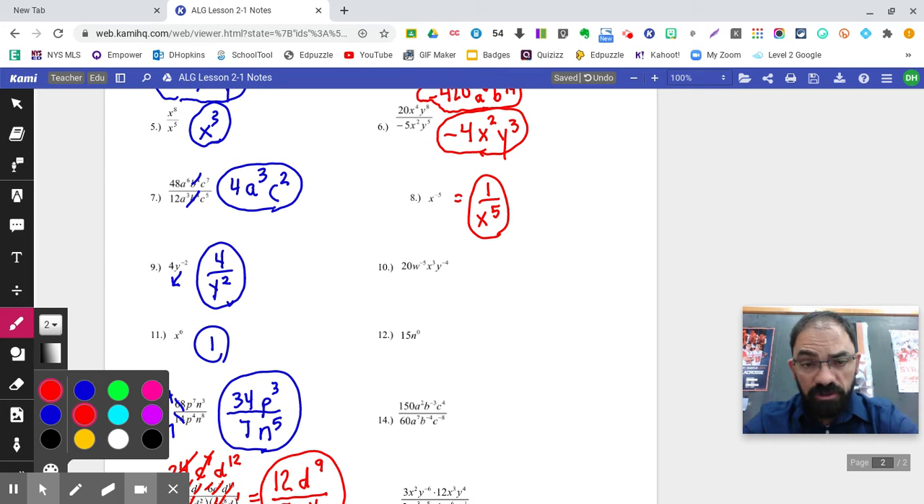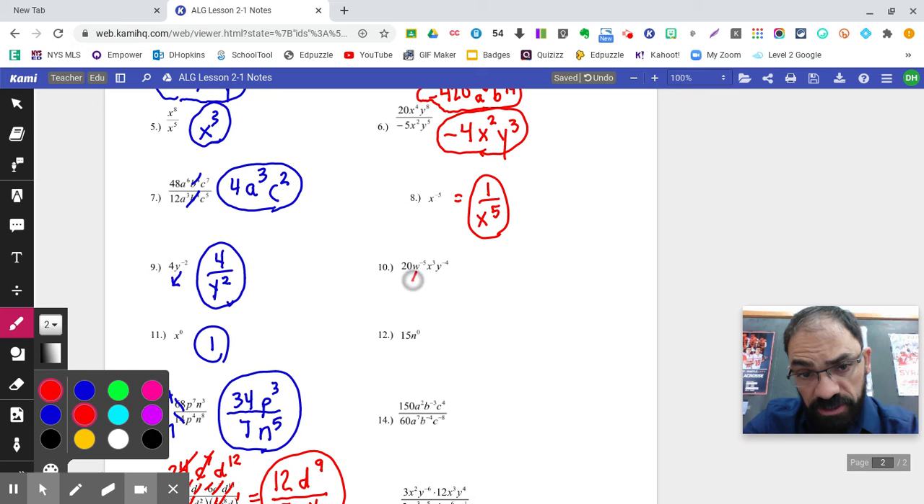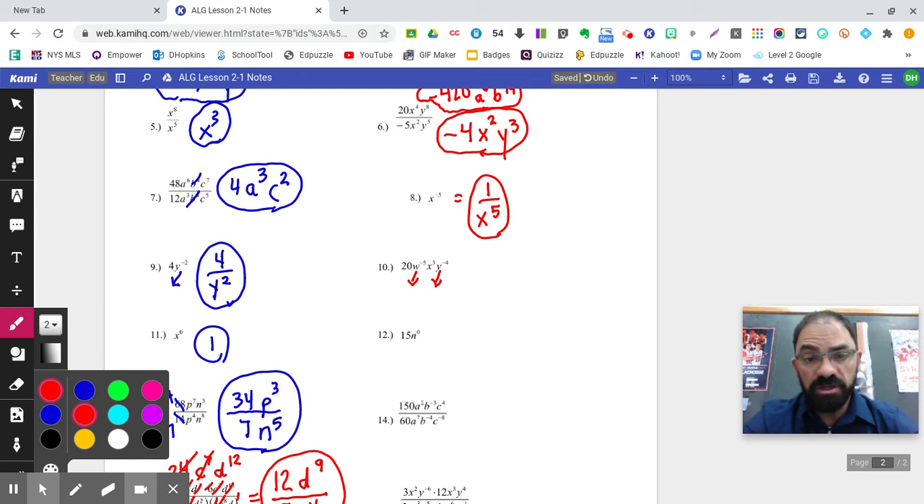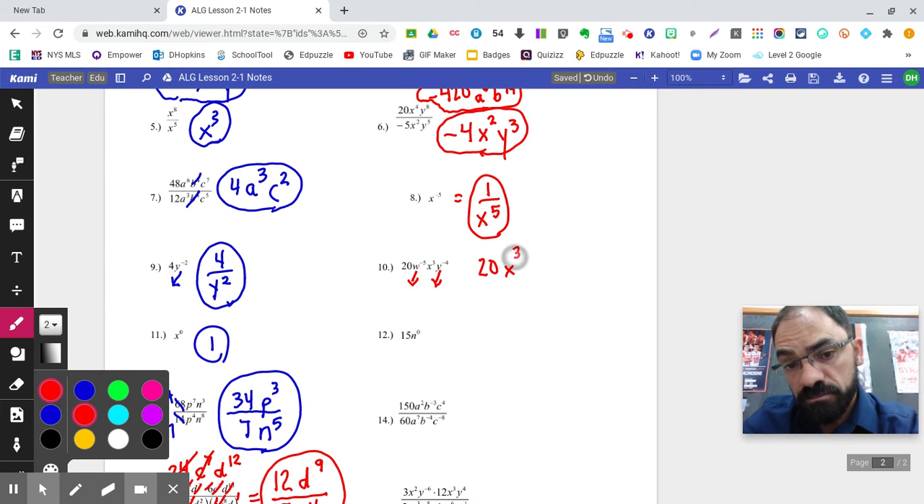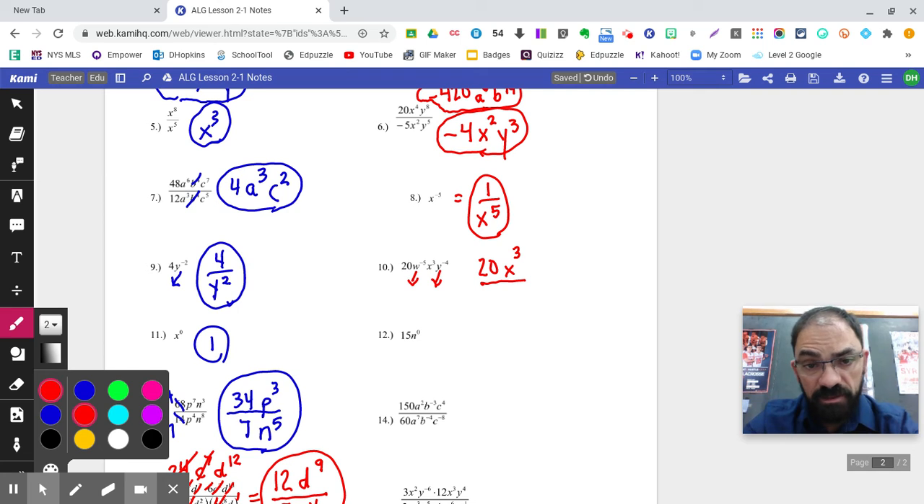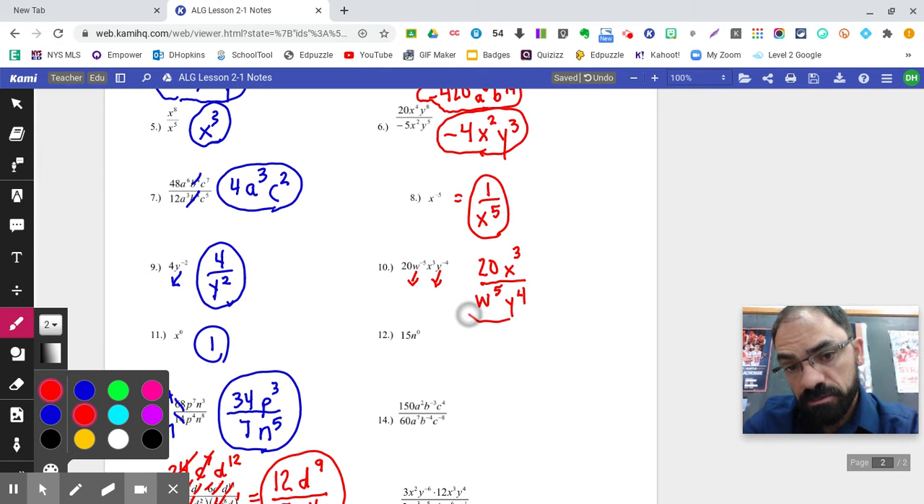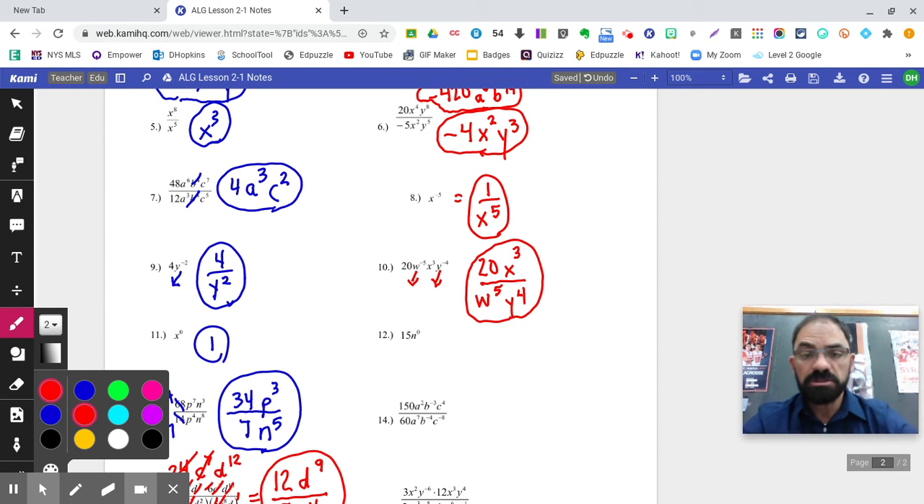Here all the bases are different. So I just want to move the ones that are raised to negative exponents. So the w is raised to a negative exponent. I'm going to bring that down. And the y is raised to a negative exponent. So in the top, I'll keep the 20 and the x cubed because they're already positive. In the bottom, I will have w to the 5th and y to the 4th. Just like that.